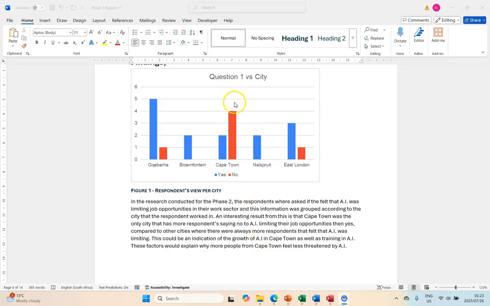Maybe there's more growth of AI in Cape Town. Maybe there's more training. You can try to figure that out. Hopefully from your research, you can give a good estimate or an idea of what could be the reason why this trend is happening. If we had to just read this, it would make sense just by glancing at it. So you really want to be able to explain what you are finding in your data.